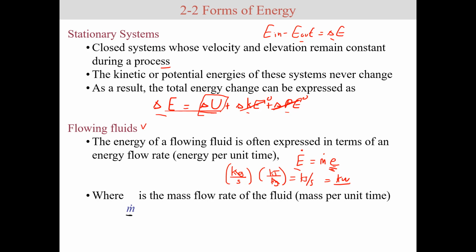Watts is energy in motion, joules per second. Well, kilowatts is kilojoules per second. Again, we have to understand that m dot is the mass flow rate of the fluid. It's the mass per unit time flowing. All right.